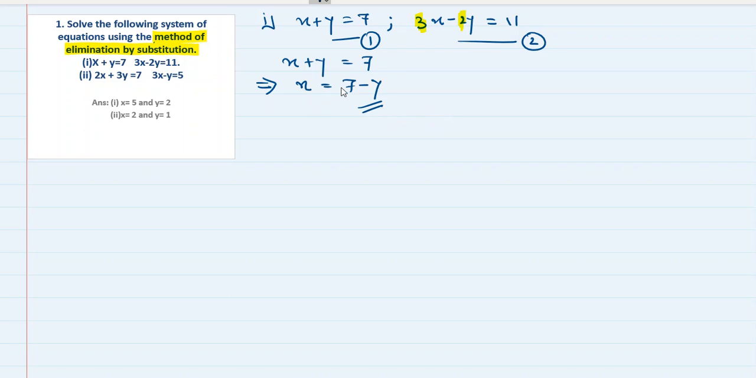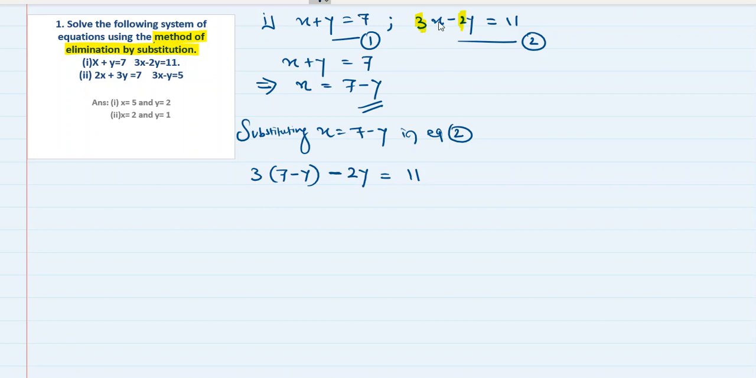Now we are going to substitute this value of x in the second equation. So I'm going to write a statement: substituting x is equal to 7 minus y in equation 2. So 3 bracket, in the place of x I'm going to write 7 minus y, minus 2y is equal to 11. 3 bracket 7 minus y minus 2y is equal to 11.